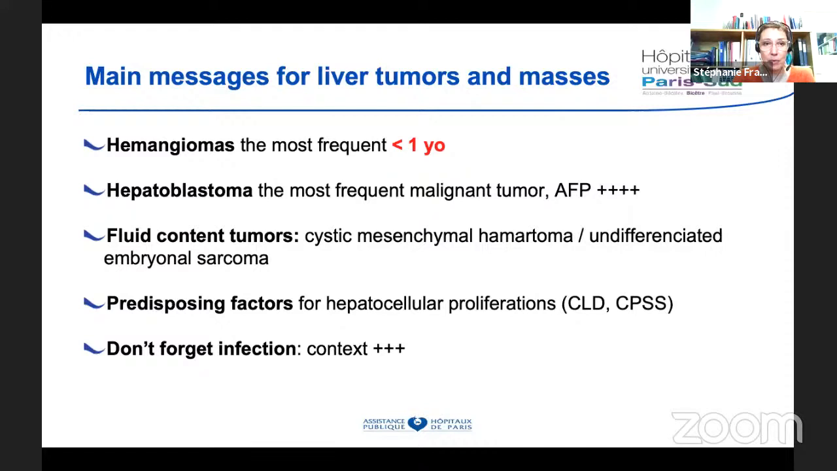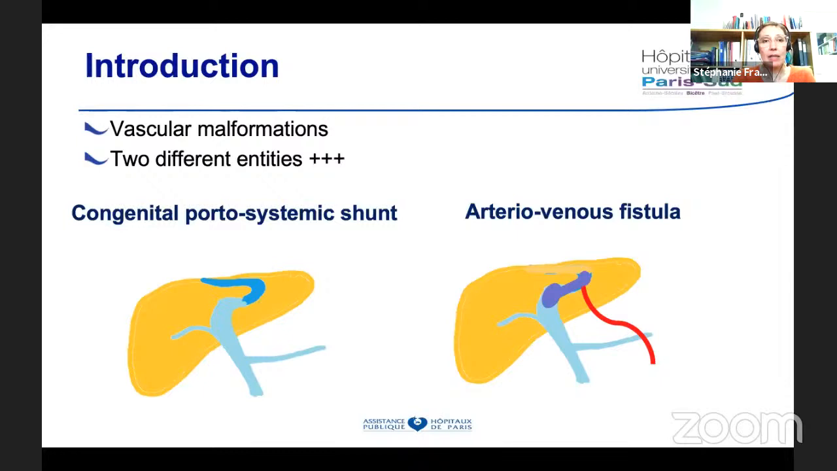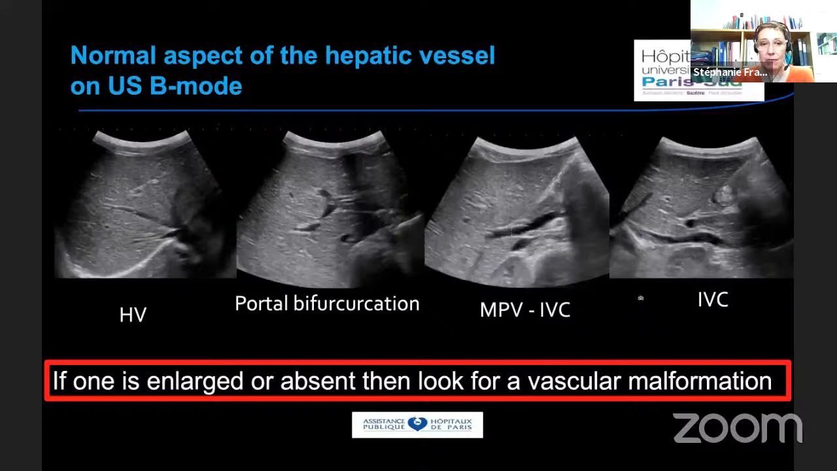We will finish with the vascular malformations. There are two different entities. There can be communication between veins, like congenital portosystemic shunts, or communication between arteries and veins, and those are arteriovenous fistulas that are very, very rare. The normal aspect of the hepatic vessels on B-mode is as follows. And if one of the vessels is enlarged or absent, then you have to look for a vascular malformation.